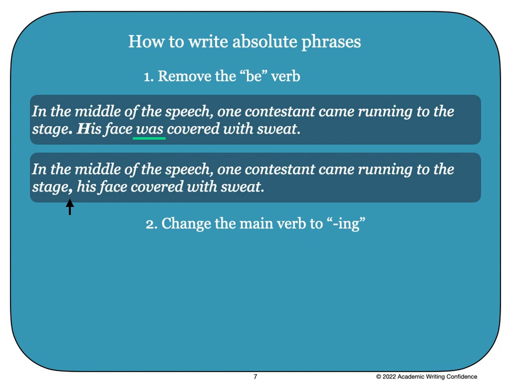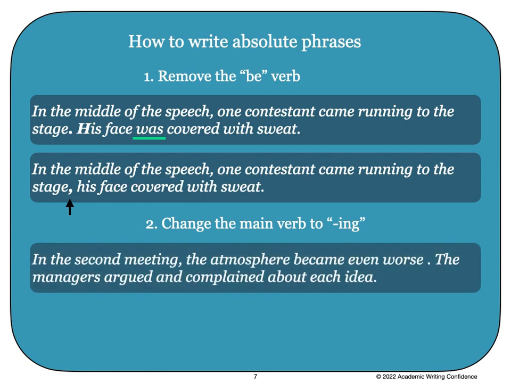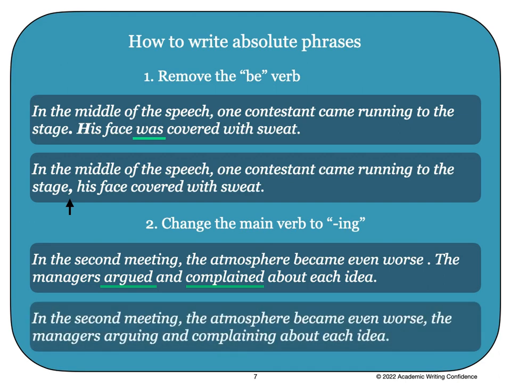Another way to write an absolute phrase is to change the main verb in the sentence to an ing form. Let's look at this example. In the second meeting, the atmosphere became even worse. The managers argued and complained about each idea. You can see in the second sentence that the main verbs are argued and complained. We can change these to the ing form and then combine these two sentences in this way. In the second meeting, the atmosphere became even worse, the managers arguing and complaining about each idea.